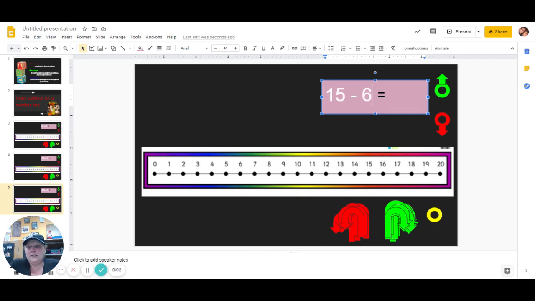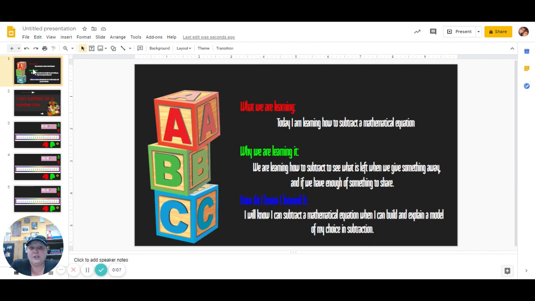Today we're going to be continuing to work on subtraction, and I want to review with you that we are learning how to subtract a mathematical equation, okay? And we are learning how to subtract to see what's left when we give something away or to see if we have enough of something to share. And how will you know when you have learned this? I will know that I can subtract a mathematical equation when I can build and explain a model of my choice. So as we go through, I'm going to show you a couple other models that you're able to use in order to build and explain subtraction to see if you're good to go.